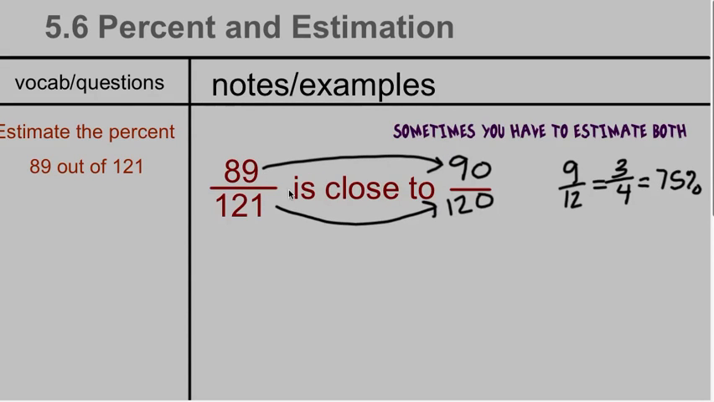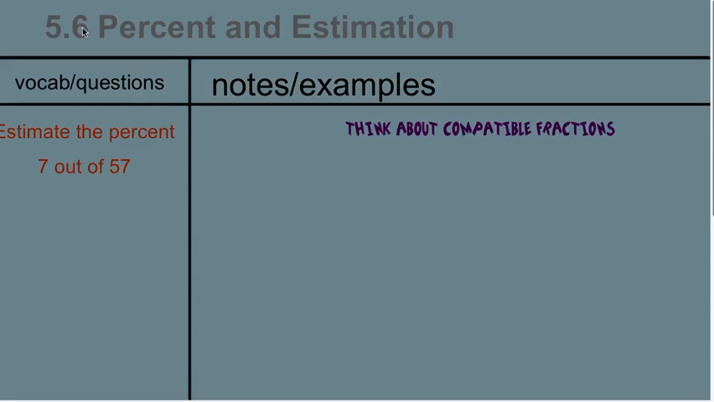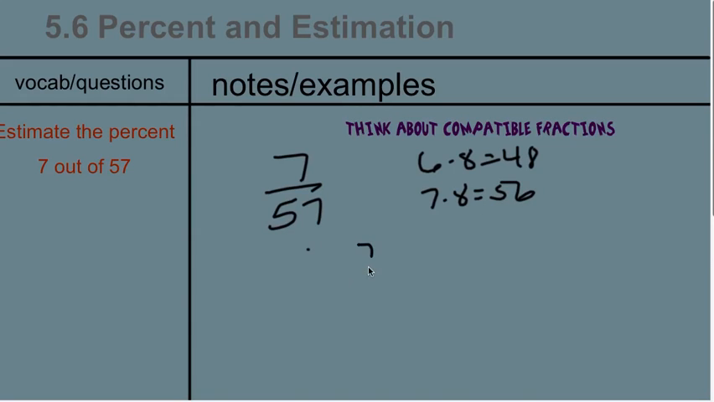So that just took some time, but just think, what are they close to? What would work well together? What might be compatible? 7 out of 57. So let's think of our multiplying. 6 times 8 is 48. 7 times 8 is 56. Oh, that's pretty close. So what if I change this to be 7 over 56?